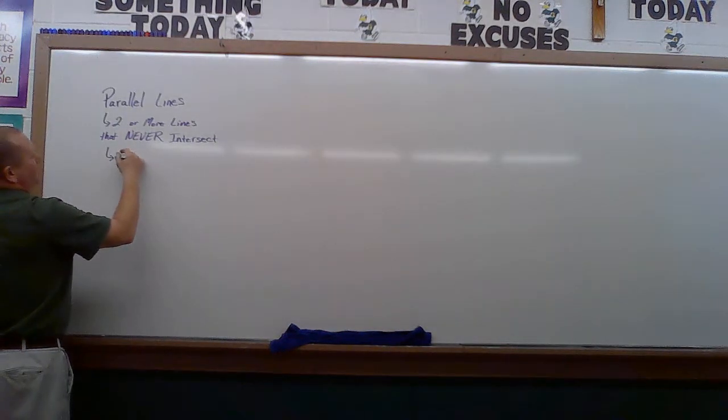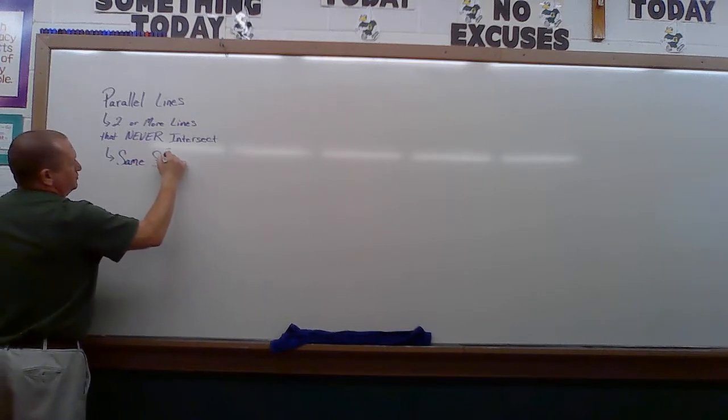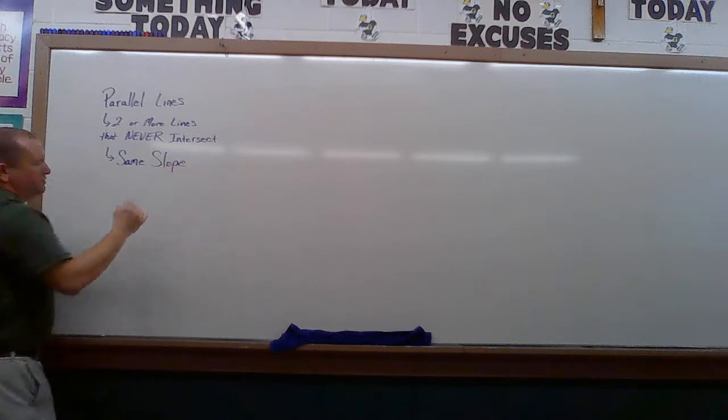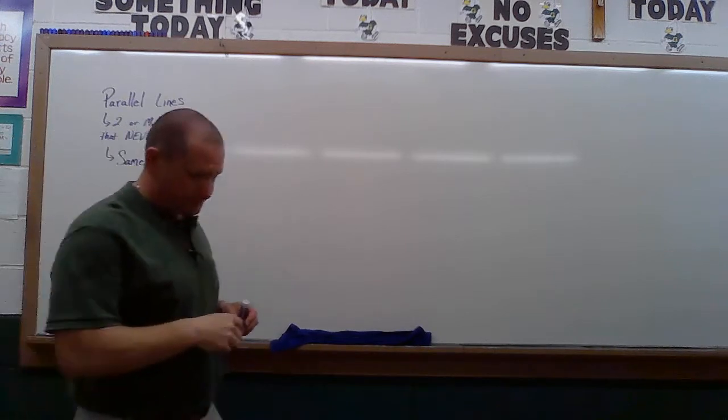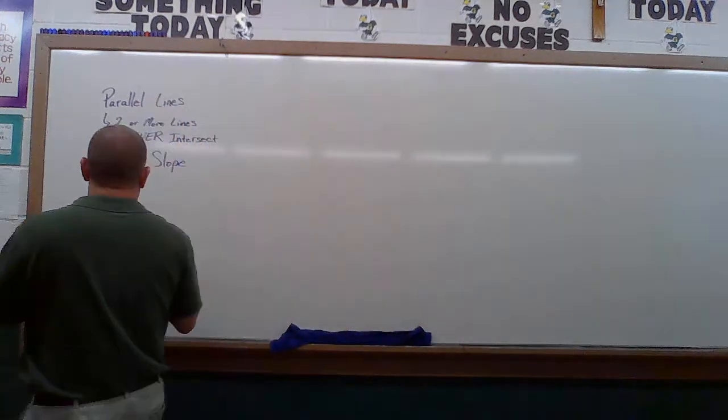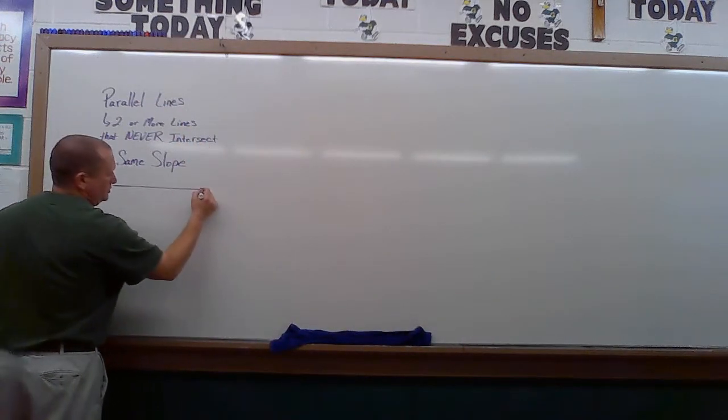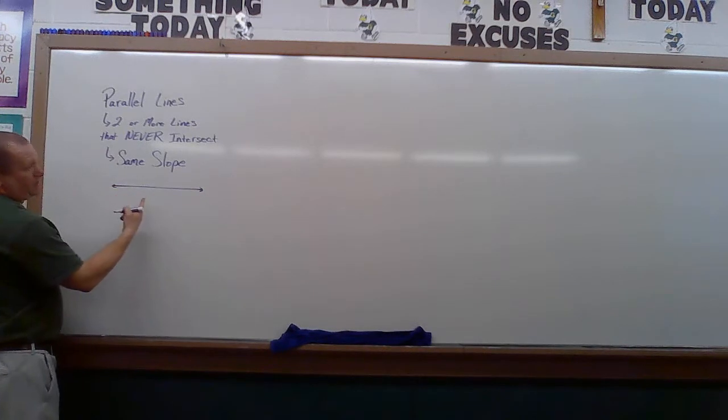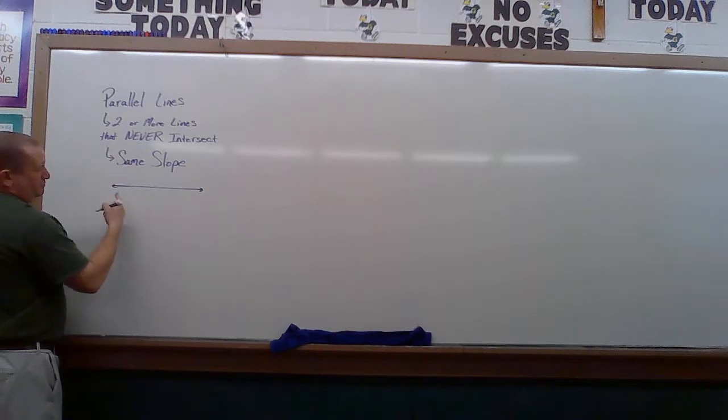Parallel lines are parallel because they have the same slope. Then we already went over that. I would think we probably said that sometime. So, draw two lines. How do I know that's a line? Because it doesn't end. Arrows. My arrows, right?